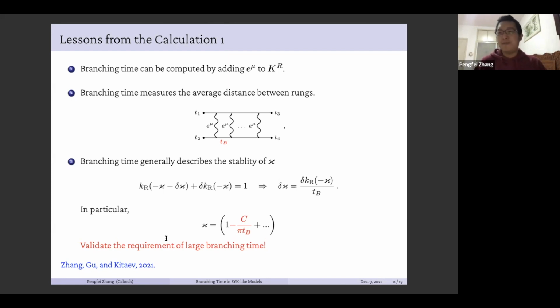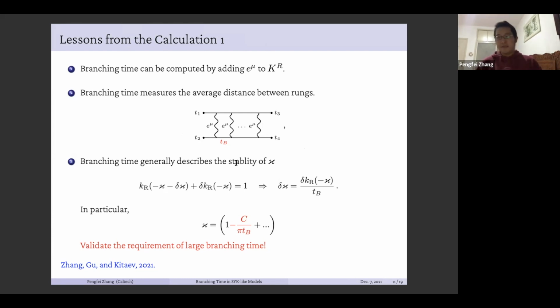Such a calculation also tells us the branching time has a diagrammatic interpretation. The total evolution time over the branching time is equal to the expectation of the number of rungs. This tells us the branching time is just the average separation between nearest neighbor rungs. So this is the interpretation of the branching time. We can also follow this lower solid line for the fermion, which is like the main branch of the tree. And every time we see a new vector line, it's like adding a new sub-branch.